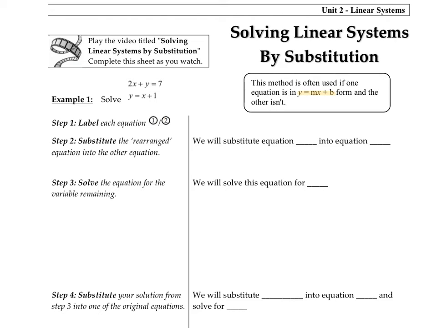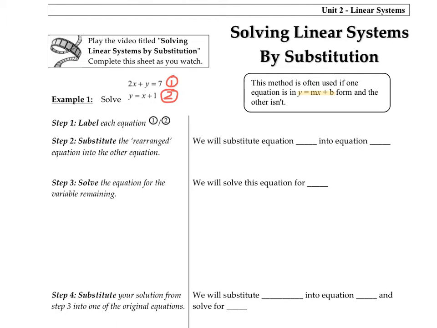Okay, so we're going to look at example 1, and pretty much the basis of substitution is isolating for a variable in one equation and then substituting it into the other. Okay, so I'm going to follow along with the steps provided. So step 1 is label each equation as 1 and as 2, and that's just for organization's sake. Okay. Step 2, substitute the rearranged equation into the other equation.